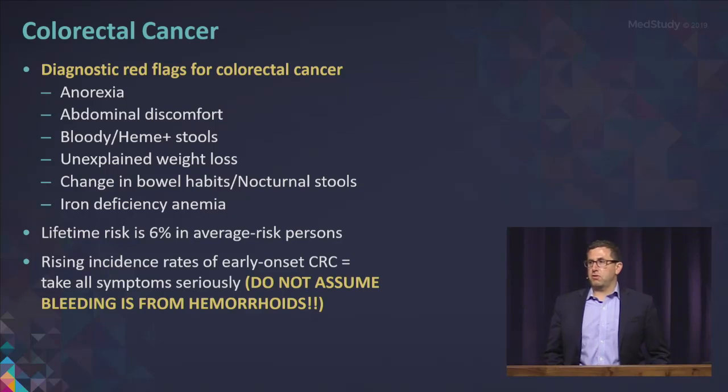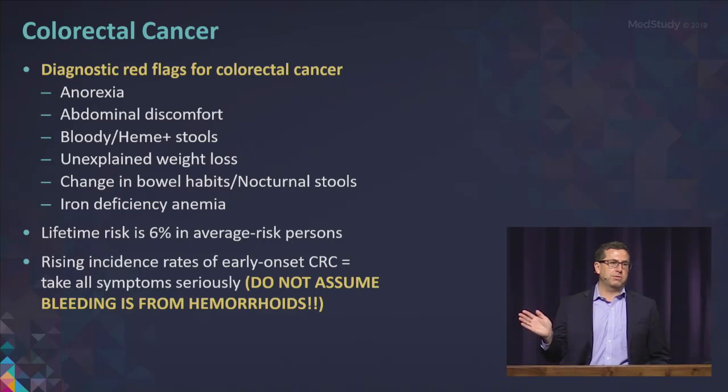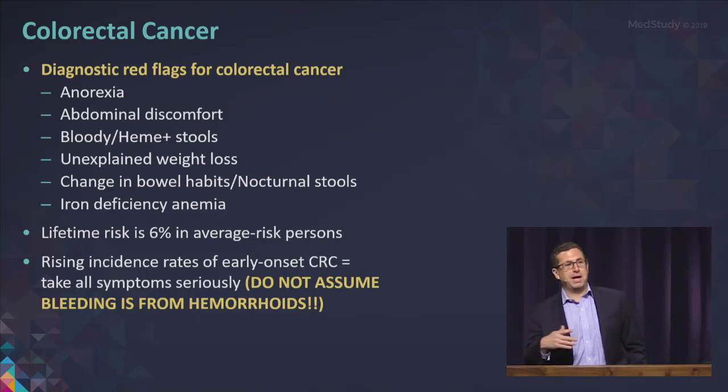The lifetime risk for anyone in the United States is about 6%. So it's actually pretty high. About 1 in 20 people will develop colon cancer by the time they're 70. And key point, there are rising incidence rates. I'm sure you've seen this all over the media, rising incidence rates in people under 50, actually under 54. And so you can't just assume that rectal bleeding in a younger patient is from hemorrhoids. You need to send those patients for colonoscopy.